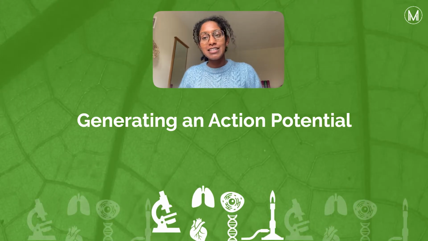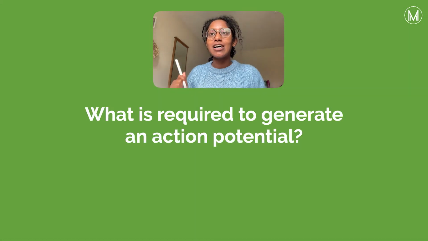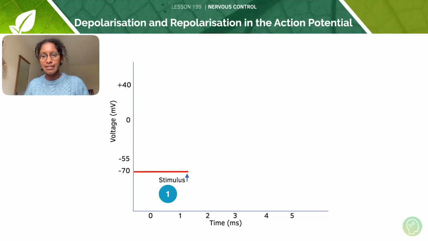So this is a really good recap of what we have learned over the last couple of tutorials on how we generate an action potential. So just have a think first of all, what is required to generate an action potential? So the answer is a stimulus.